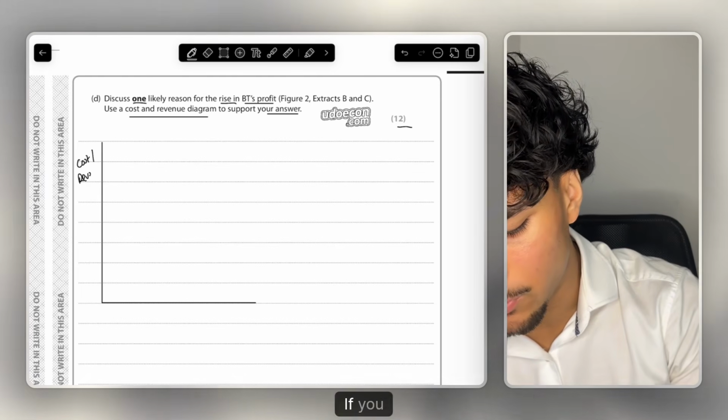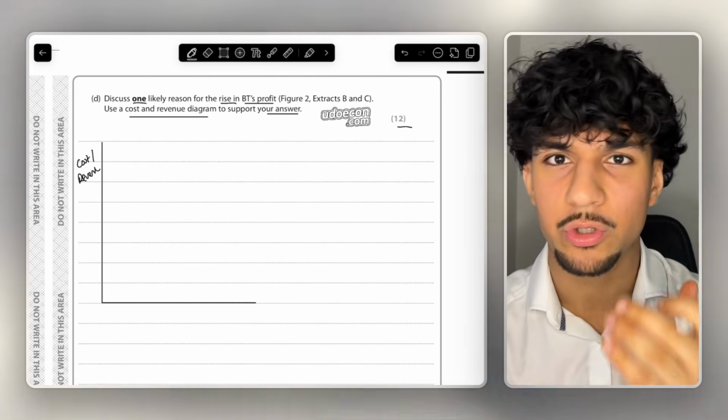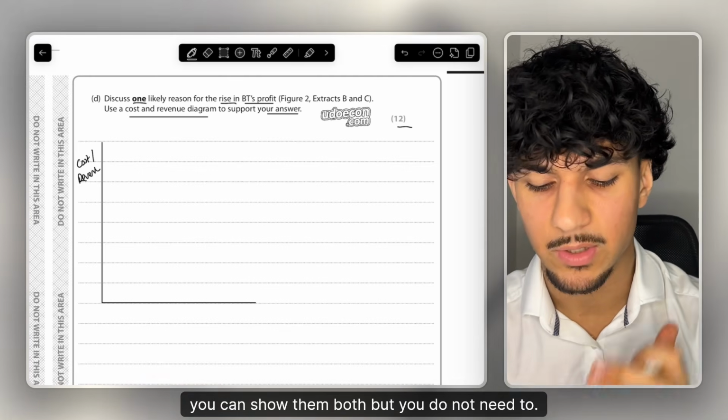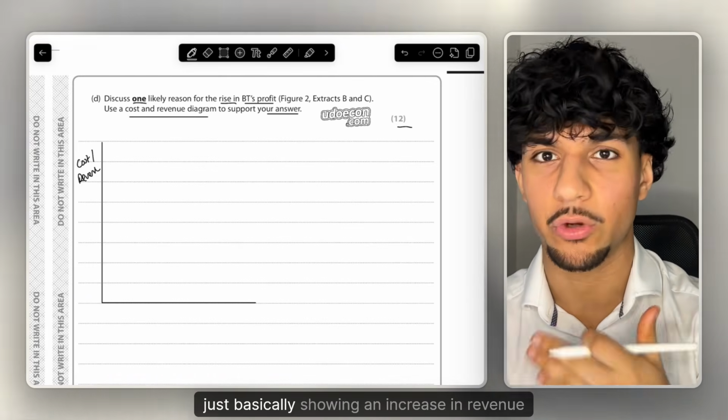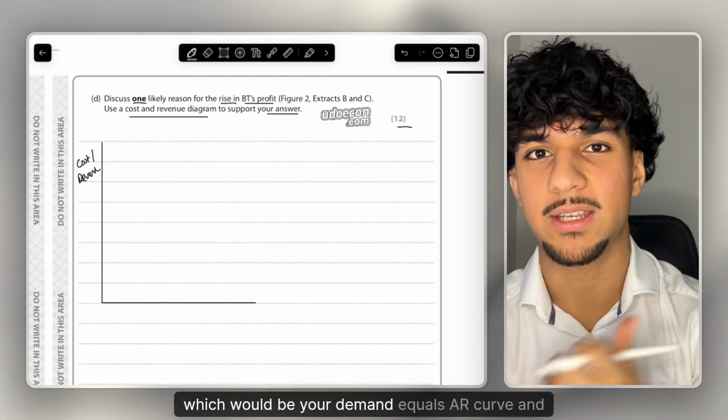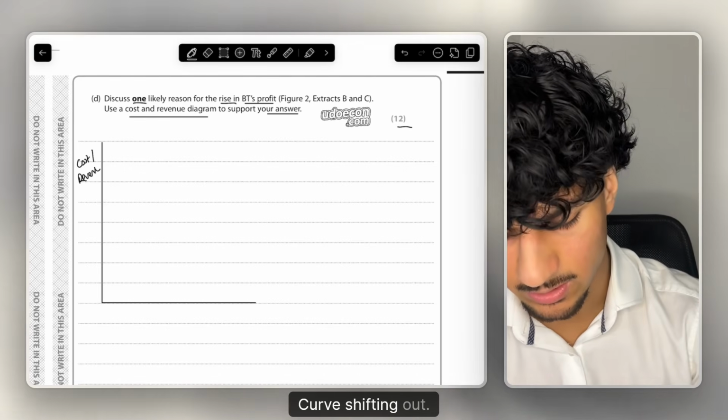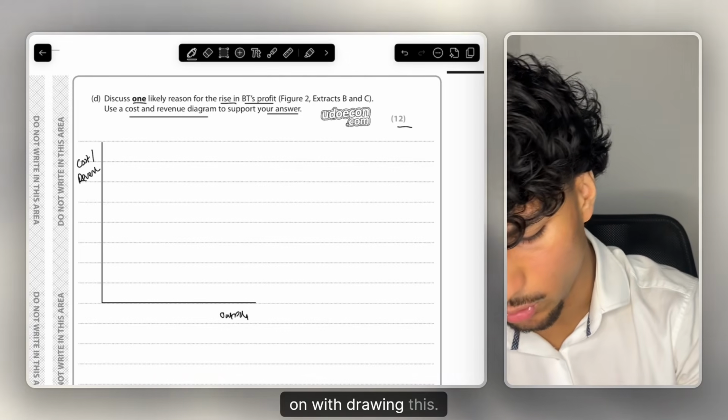If you have enough time, if you can be bothered, you can show them both, but you do not need to. You can get 12 out of 12 marks here by just showing an increase in revenue, which would be your demand equals AR curve and your MR curve shifting out. So let's get on with drawing this.